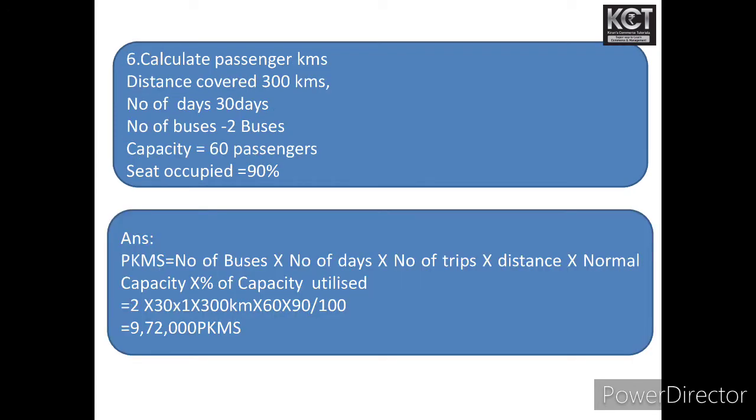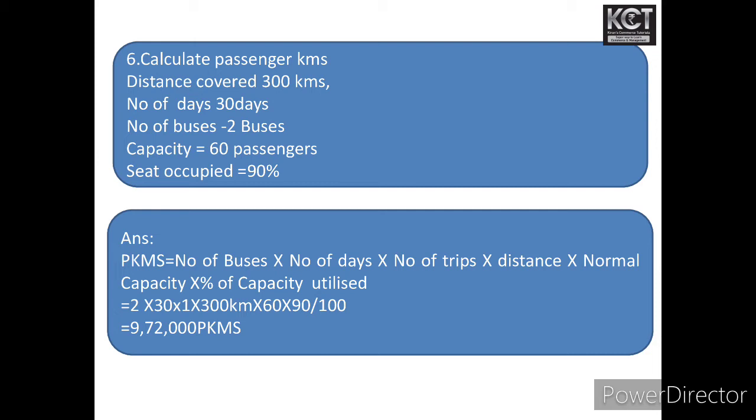Sixth one, calculate passenger kilometers. They have given distance covered 300 kilometers, number of days 30 days, number of buses 2 buses, capacity 60 passengers and seat occupied is 90%. By using this information we need to calculate passenger kilometers.